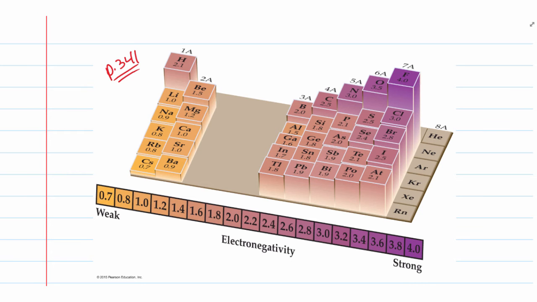You should know the general trends. That is, again, the electronegativity values increase as you go across from left to right in the periodic table. The values tend to decrease, and I mean, there are some exceptions, but the general trend is that they decrease as we go down within a group.